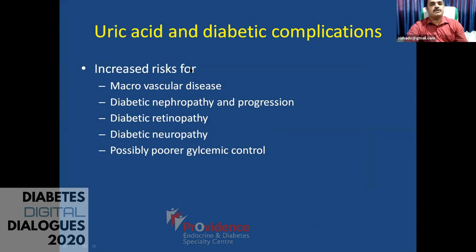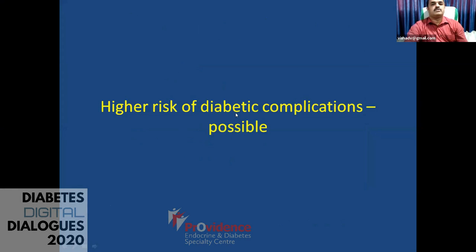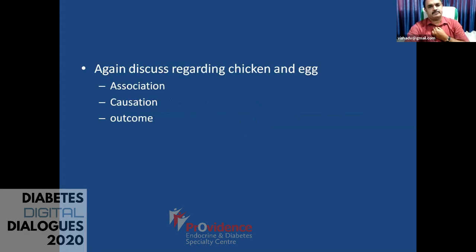So studies have shown that patients with increased uric acid in the setting of diabetes are at an increased risk for macrovascular disease, diabetic nephropathy and even progression of diabetic nephropathy, diabetic retinopathy, diabetic neuropathy, and even possibly poor glycemic control. So yes, for a patient with hyperuricemia in the setting of diabetes, we have to tell them that they do seem to have a slightly increased risk of diabetes-related complications in future.